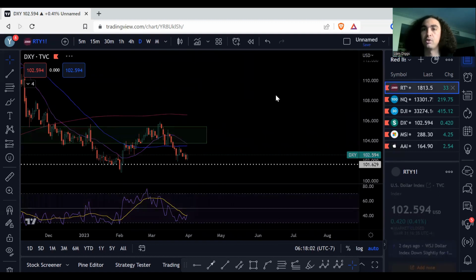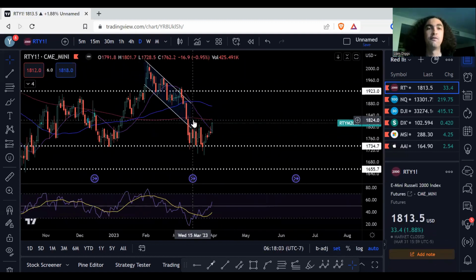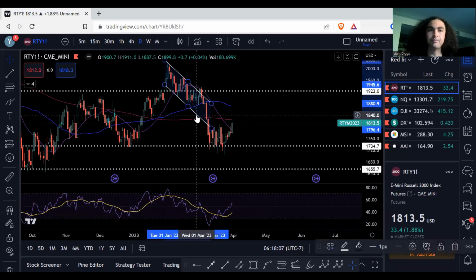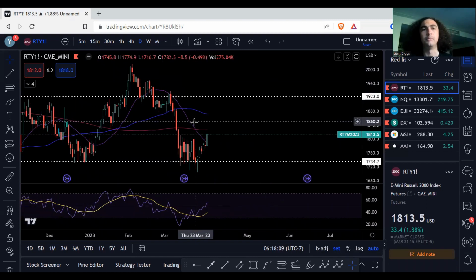So let's jump into our first market. We are going to start off on a daily time frame for the Russell 2000. I think it's up just a little bit.